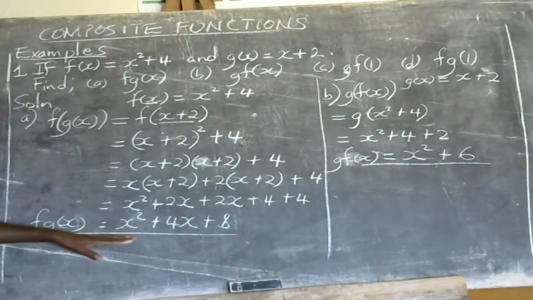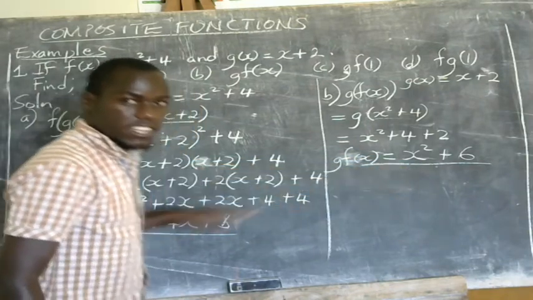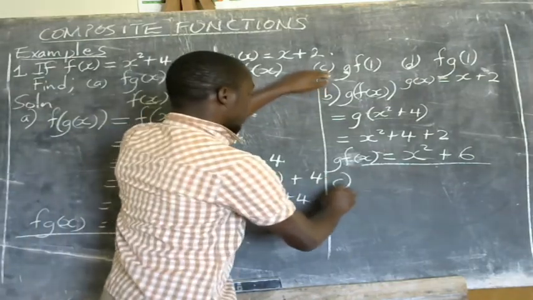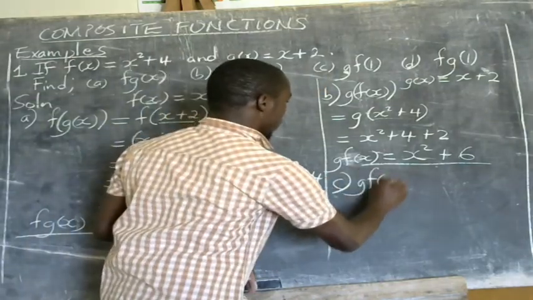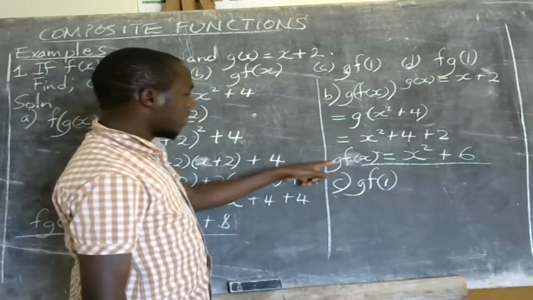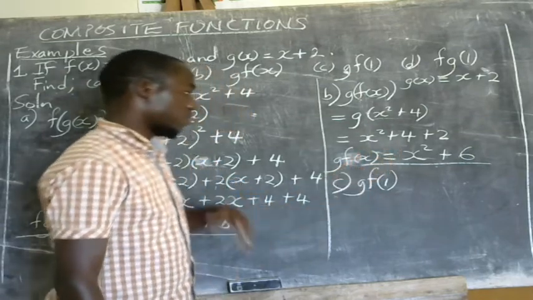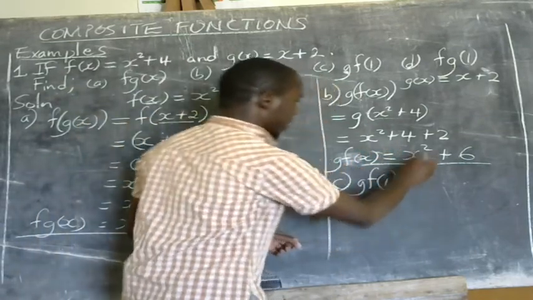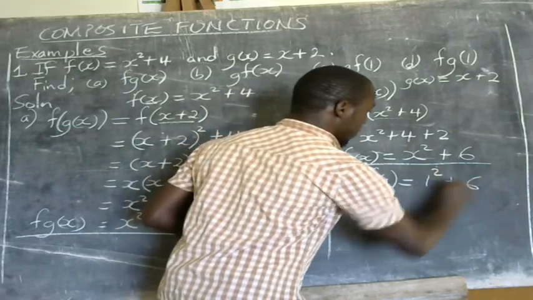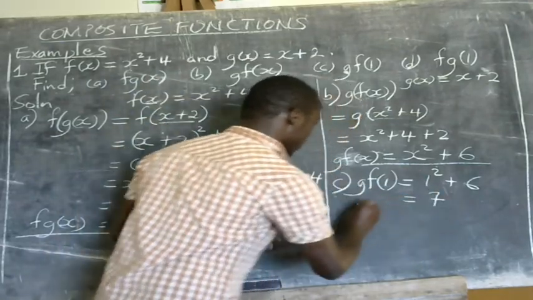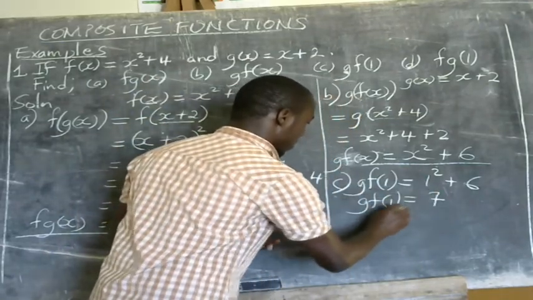I think now when you look at these two here, they are totally different. They are not the same. Then now we need to find part C and part D. So part C, they are telling me to get g of f of 1. Now I have my g of f of x, so I need just to substitute where there is x. So this is going to be 1 squared plus 6. The 1 squared is 1, plus 6, that's going to give me 7 as my g of f of 1.